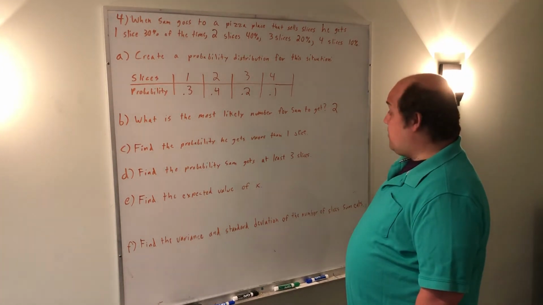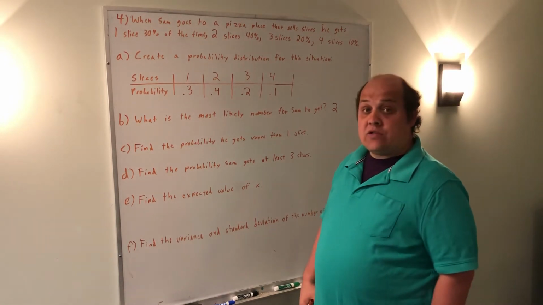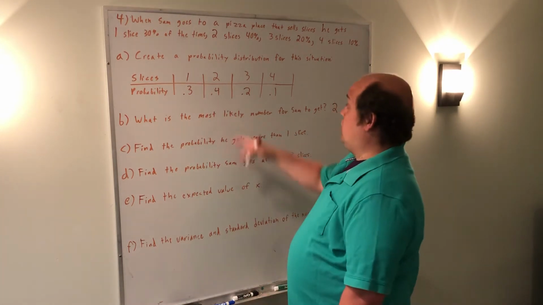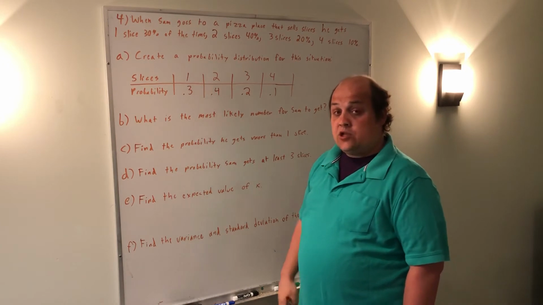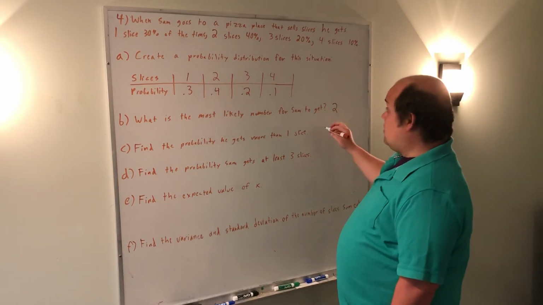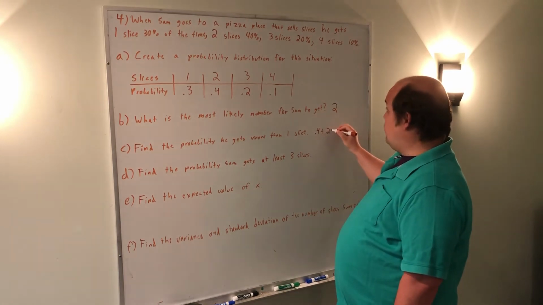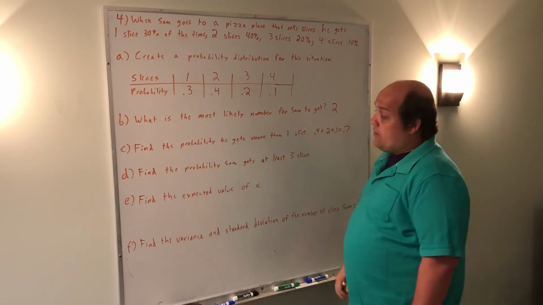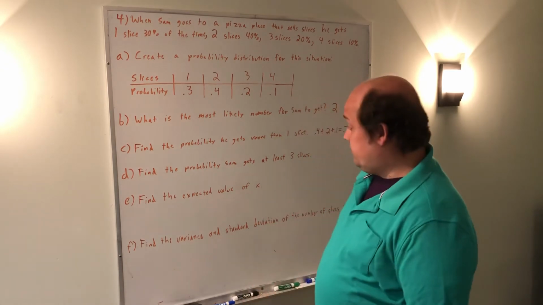Part C asks me to find the probability he gets more than 1 slice. To find that, I have to say what counts as more than 1. 1 is equal to 1, so it does not count. 2, 3, and 4 are all more than 1 slice. So I need to take each of their probabilities and add them together. So 2 is 0.4, plus 3 is 0.2, plus 4 is 0.1. That gives me 0.7 as the total probability that he'll get more than 1 slice.